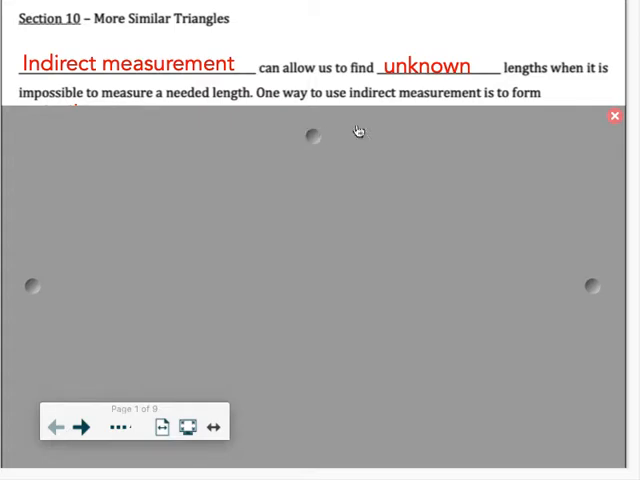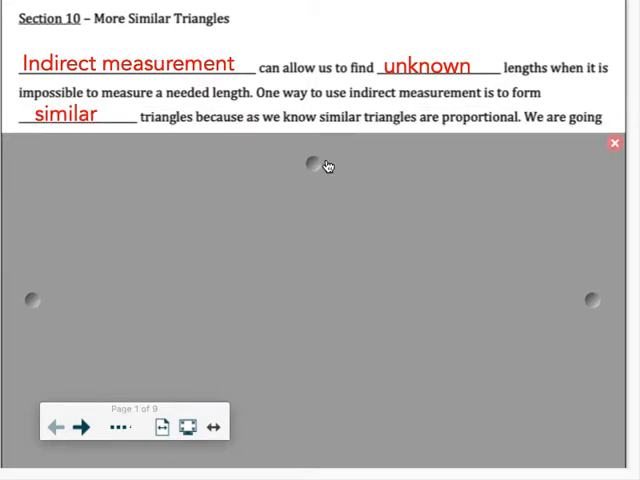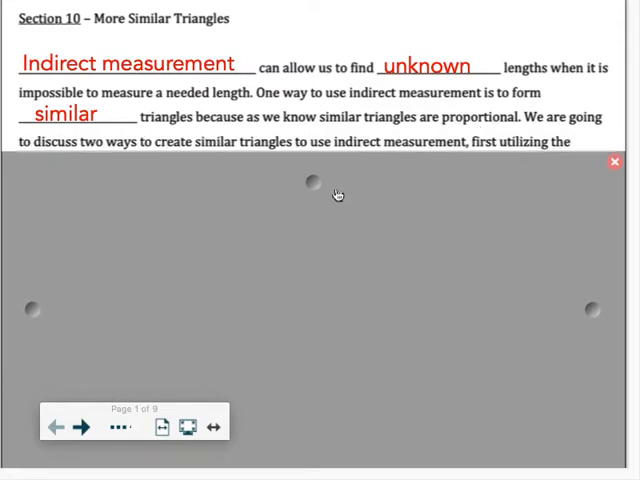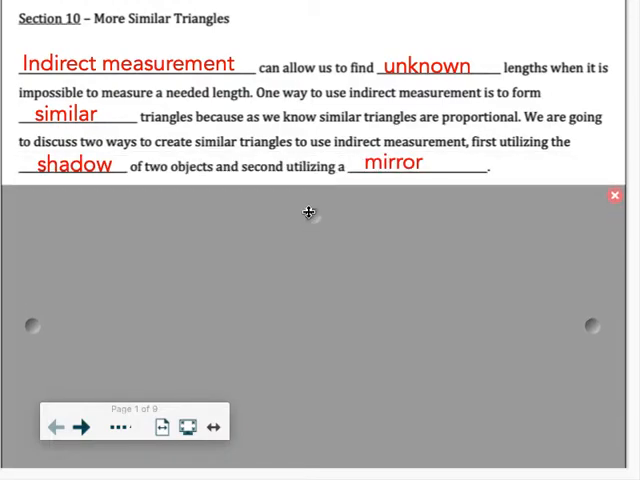One way to use indirect measurement is to form similar triangles within the shapes that you have, because we know similar triangles are proportional. We're going to discuss the most common ways to create similar triangles using an indirect measurement. First is utilizing the shadow of two different objects, and the second is using a mirror.